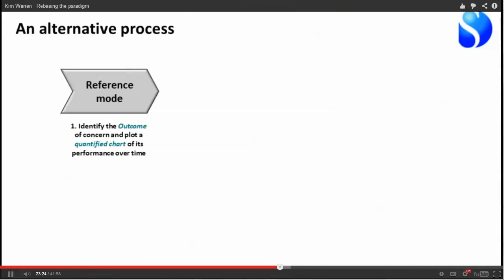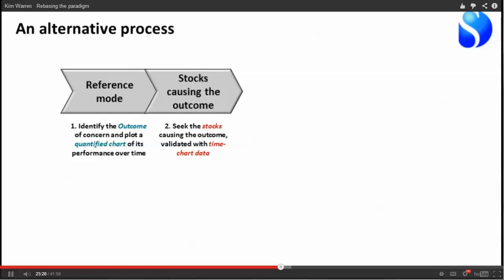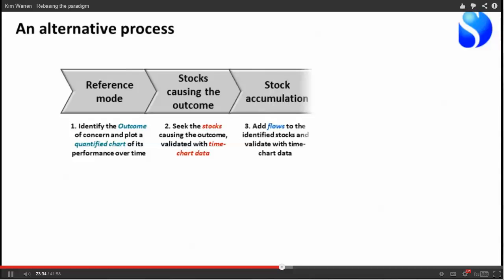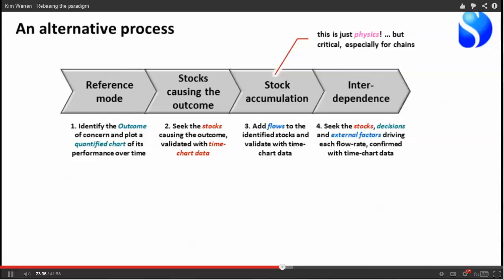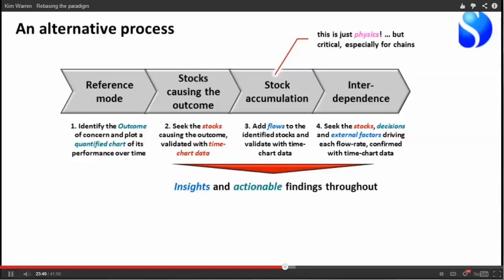So here's an alternative process. Just the same. Start with the outcome, plot the time chart, now seek the stocks and populate those stocks with time data. Then attach the flows to those stocks and attach time data to that as well. And there's nothing very complicated about this. This is just physics, right? A stock and its flows is just physics. And then seek the stocks, the decisions, the external factors driving that interdependence.